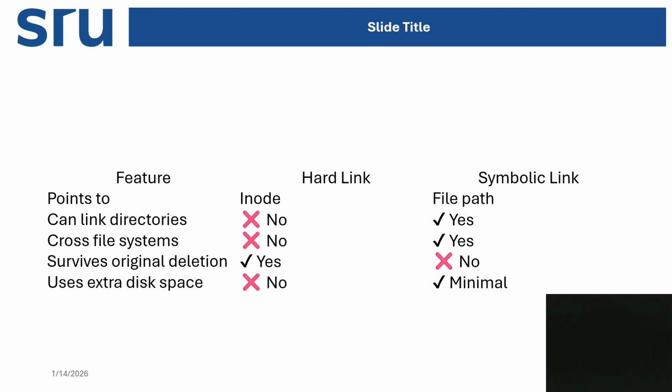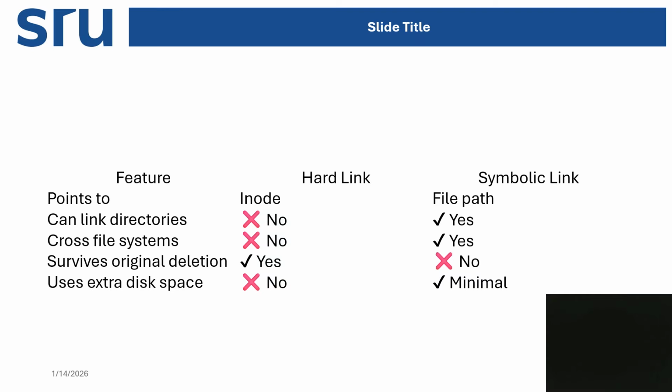Next one, the differences between hard link and symbolic link. First one, points to: in the case of a hard link, inode; in the case of a symbolic link, file path. Okay. Second one, can link directories. In the case of a hard link, there is no directory linking. A symbolic link supports both files and directories.